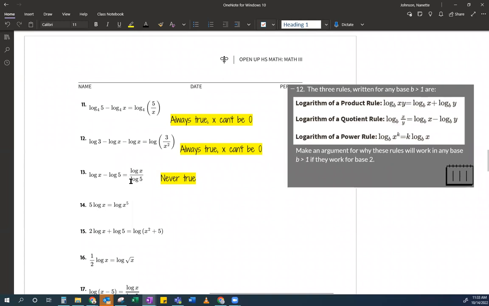Okay, so do you see why or how I tried to trick you here? Yeah, right there. Look, it's not supposed to be that. It's supposed to say one log of x over y. Got it? Yeah, never true, Miss Johnson. Okay, very good. What about this one? 5 log x equals log x to the fifth.